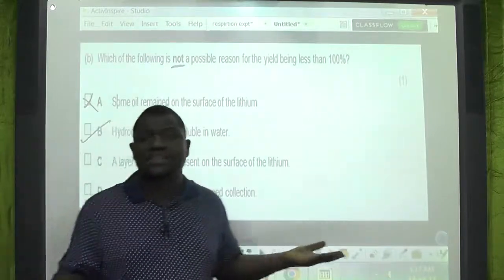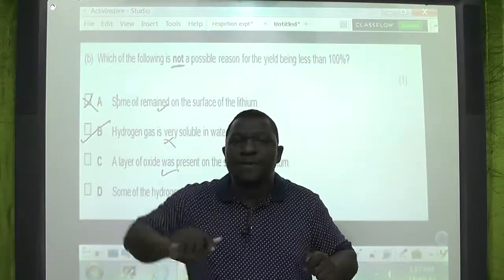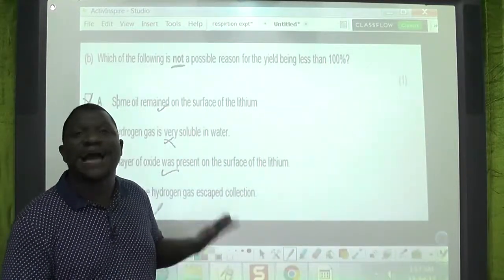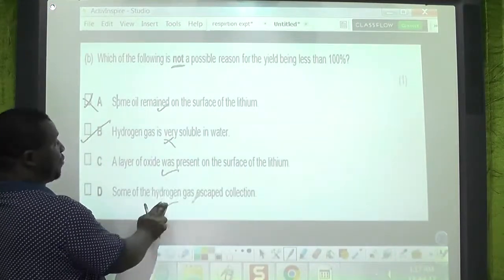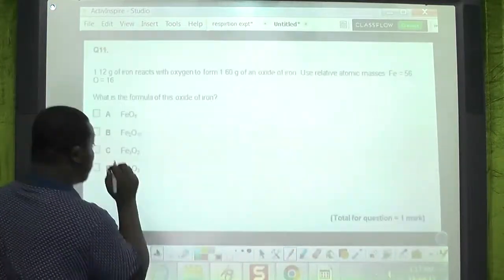Of course, when you are collecting, no matter how perfect you may be, no matter how tightly fitting the joints of your apparatus may be, some hydrogen gas may escape. That's why some hydrogen gas may escape collection. This is a reason, this is a reason, this is a reason. This is the only one that is not a reason, and it becomes our answer. Let's move on.